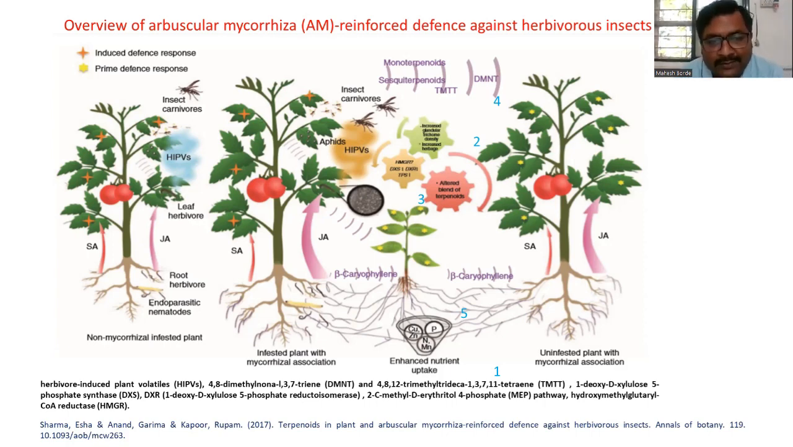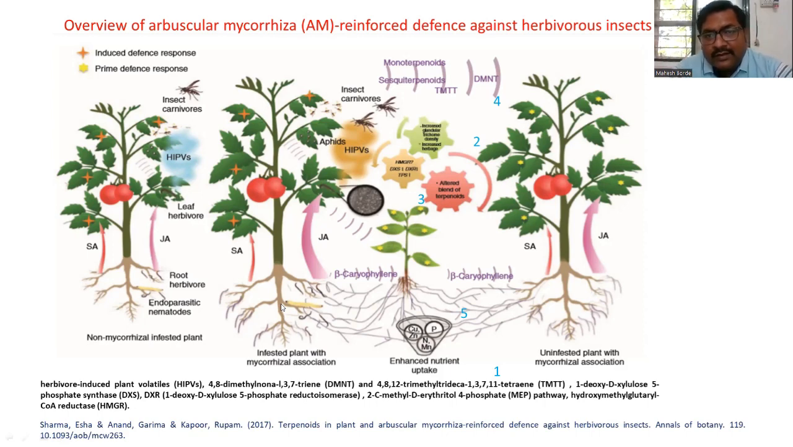In below ground level, what happens? There is one more terpenoid compound, beta-caryophyllene, which is secreted by the fungal hyphae. When the root herbivore infests the plant root, the plant secretes beta-caryophyllene. This beta-caryophyllene attracts the endoparasite nematodes. These endoparasite nematodes are entomopathogenic. Entomo means they are mostly pathogenic to the root herbivore.